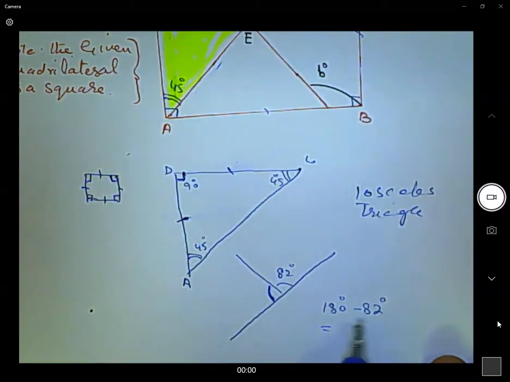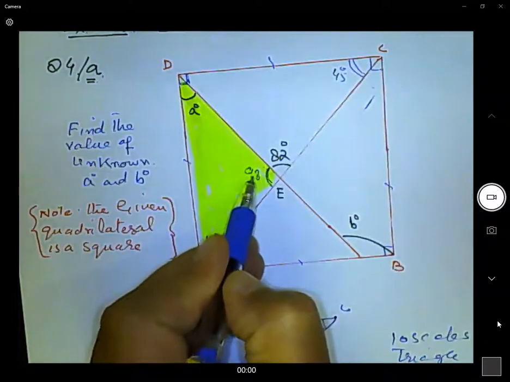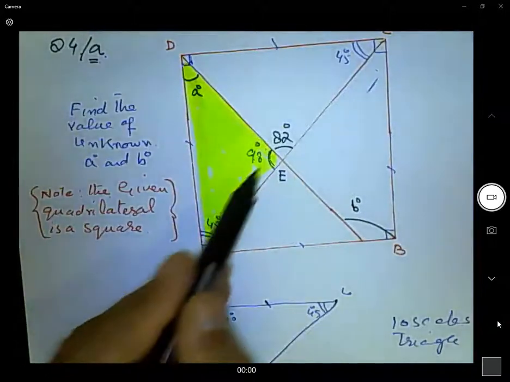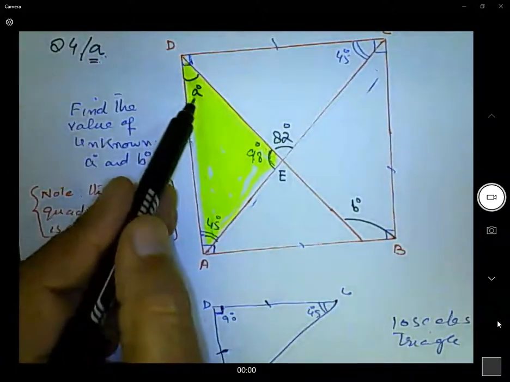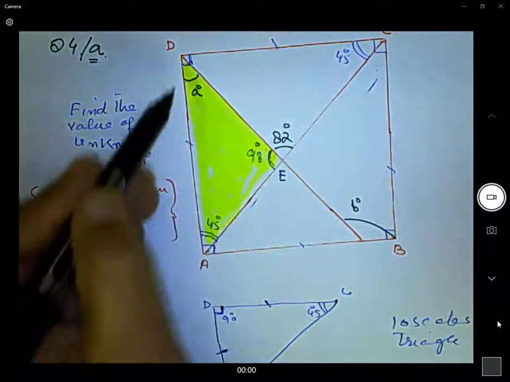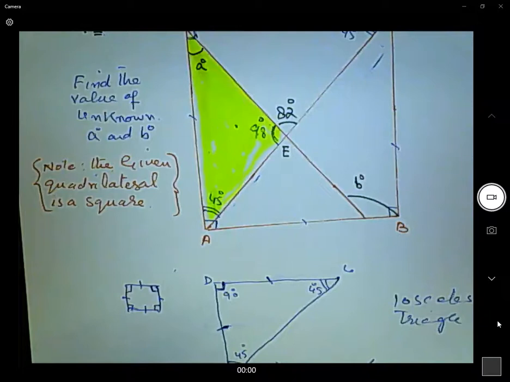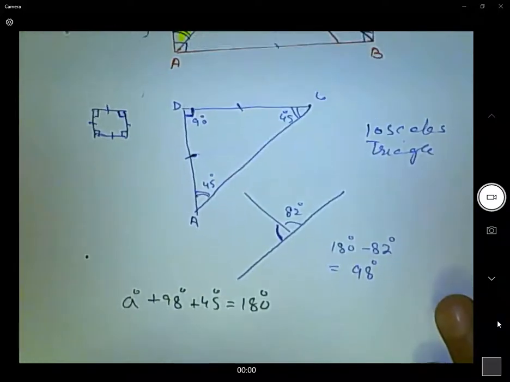By subtracting, you will get it will be equal to 98 degree. So this means that it will be equal to 98 degree. Now we have two values, two angles, one is known and the other is unknown. According to the definition of a triangle, we can easily find this angle: A degree plus 98 degree plus 45 degree will be equal to 180 degree.